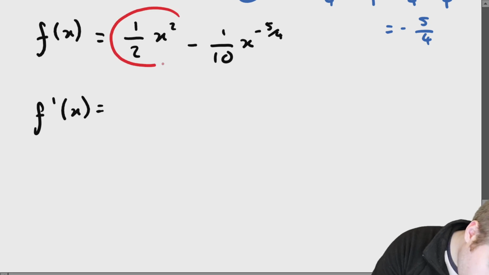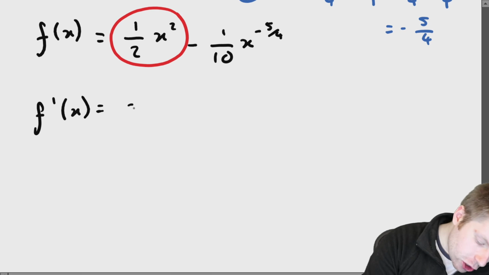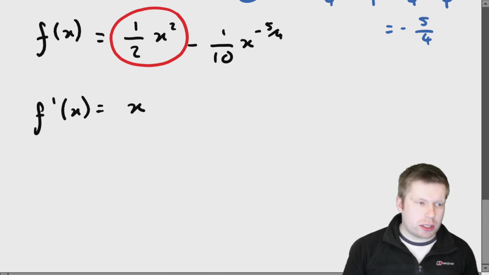So let's have a look. Well, I'm going to focus on my first term. So if I bring the power down, I get half times 2, that's just 1. Then I reduce the power by 1, I get x to the power of 1. Well, that's just x. So it's 1 times x to the power of 1, which is just x.